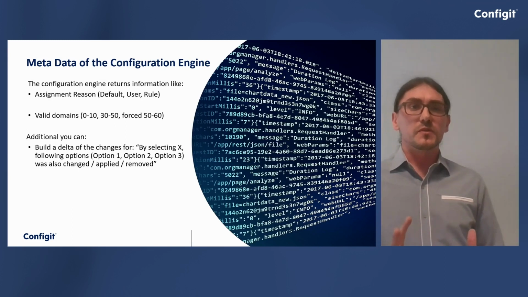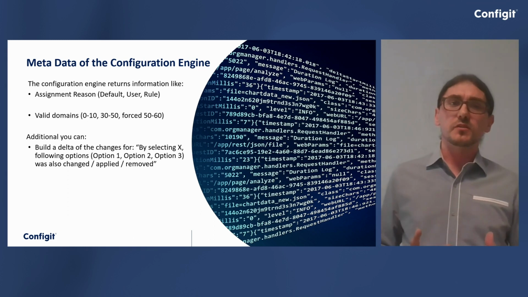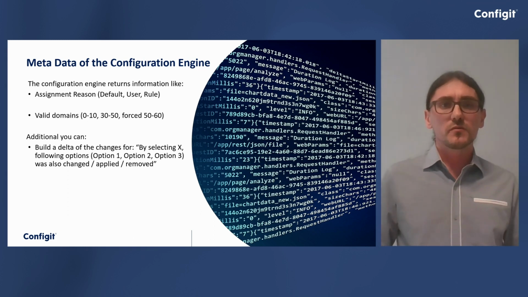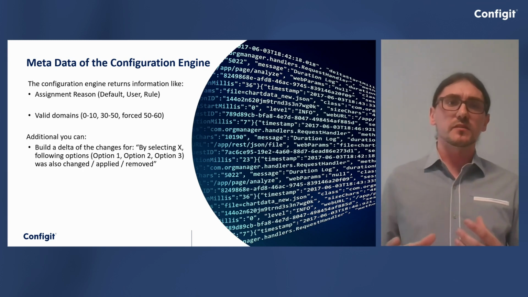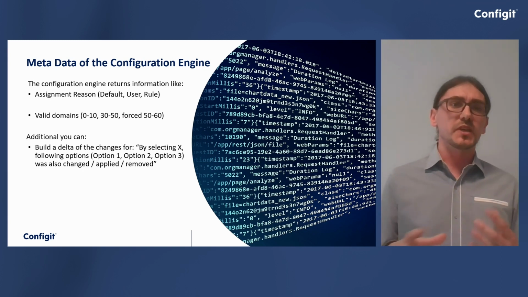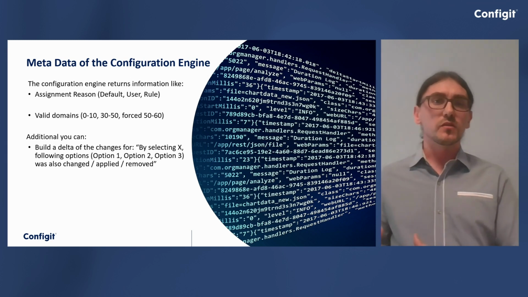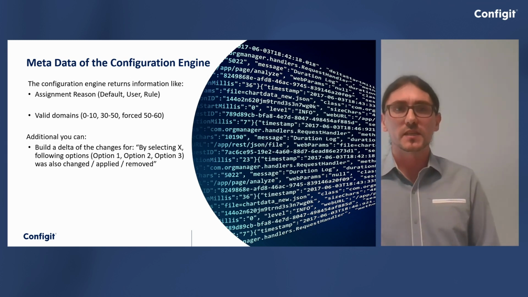So let's first start with some metadata the configuration engine returns. And I picked two of them here. One is the assignment reason. So why is something assigned? Is it by default rule? Is it based on user selections? Or is there no other choice left and the rule has selected it?